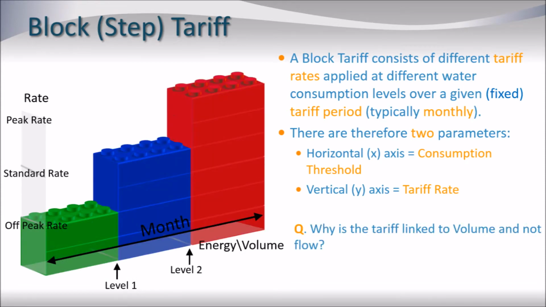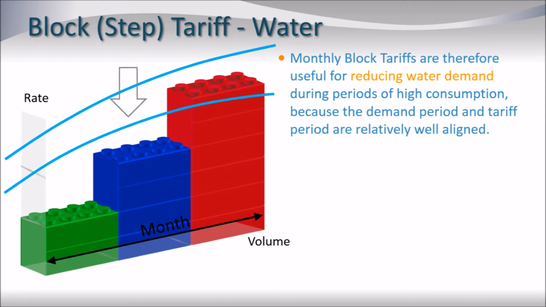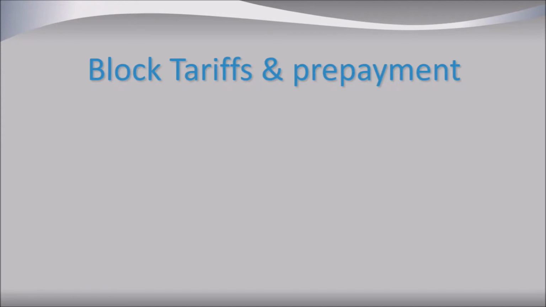So here's a question, why is the tariff linked to volume and not flow? Remember, water meters measure consumption. That's why. Monthly block tariffs are therefore useful for reducing water demand during periods of high consumption. That's because the demand period, let's say the dry season, and the tariff period, monthly, are relatively well aligned. But there is a bit of a problem when you use block tariffs with prepayment meters.